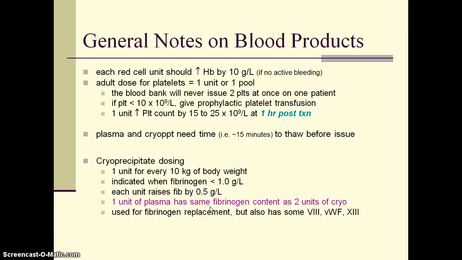And remember, I was saying before, plasma has all your coagulation factors and anticoagulation factors. So by definition, plasma also has fibrinogen. But plasma should be used if you're dealing with a global coagulation factor deficiency, such as, for example, DIC. And 1 unit of plasma will have the same fibrinogen content as 2 units of cryoprecipitate, but of course, you are dealing with 250 cc's of volume in 1 unit of plasma, whereas 2 units of cryo will only be about 30 cc's.